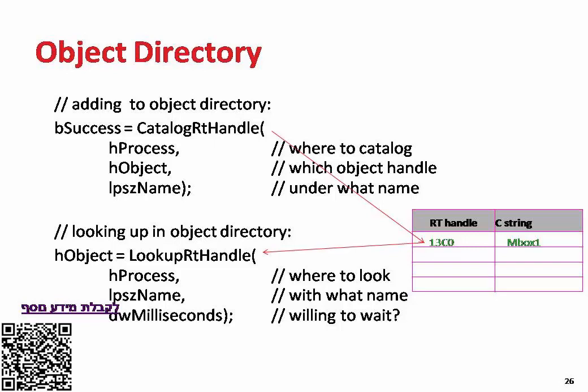A byte-by-byte comparison is done with lookup RT handle. If the name is not found in the object directory, the thread goes to sleep for the specified amount of time. If the name is not cataloged within that time, the thread is woken up with an E_TIME exception code. To remove an entry from an object directory, use uncatalog RT handle. When an object that has been cataloged is deleted, explicitly or when its process is deleted, the corresponding cataloged entry is not removed.